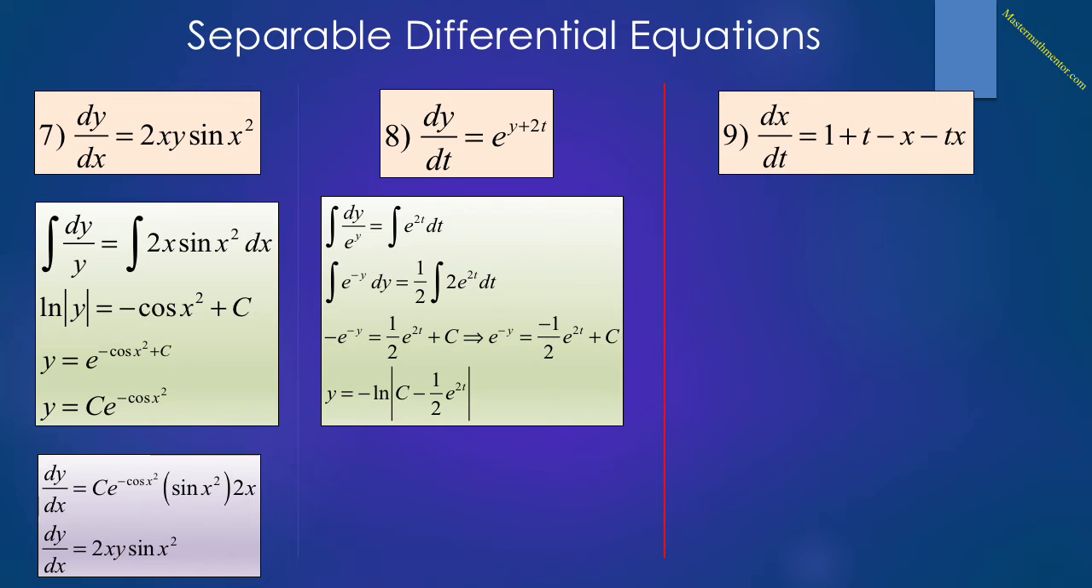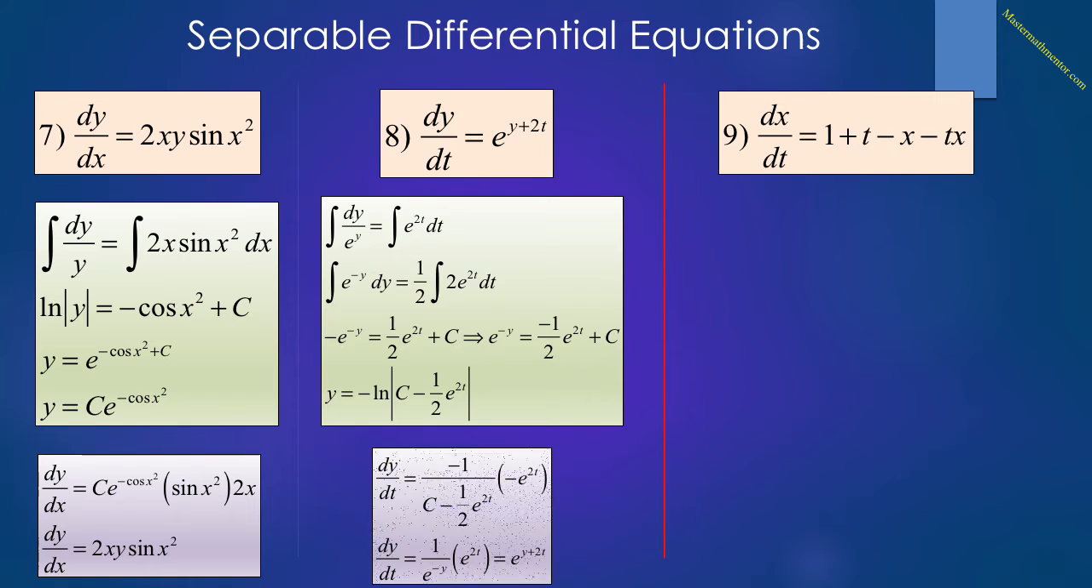Solving for y, we get y is equal to negative the natural log of the absolute value of c minus 1/2 e to the 2t. The check neatly reverses the process.